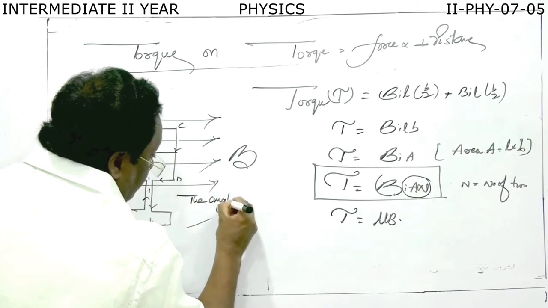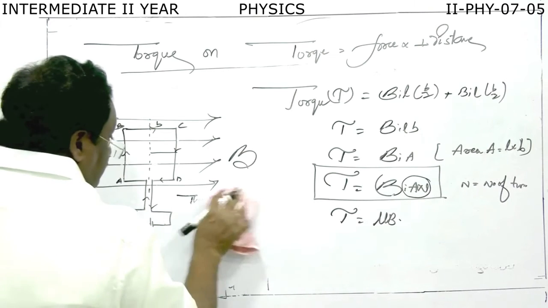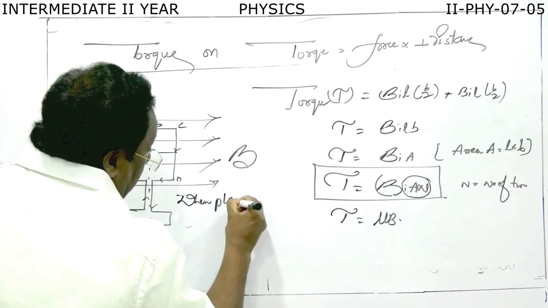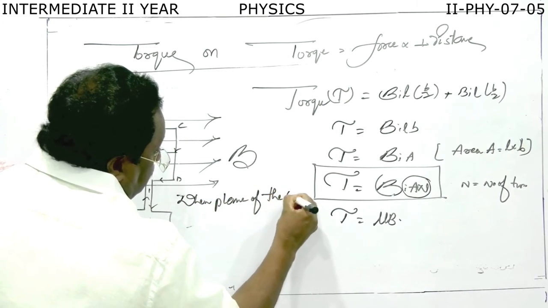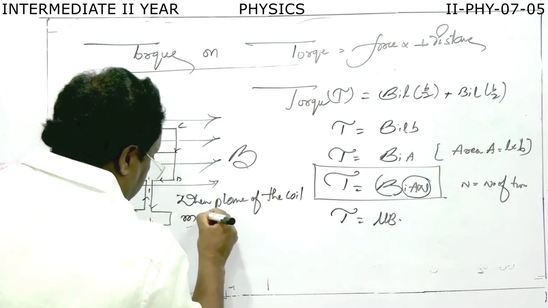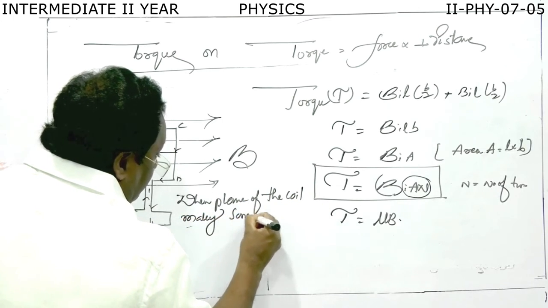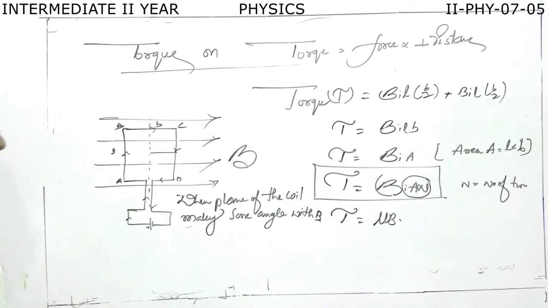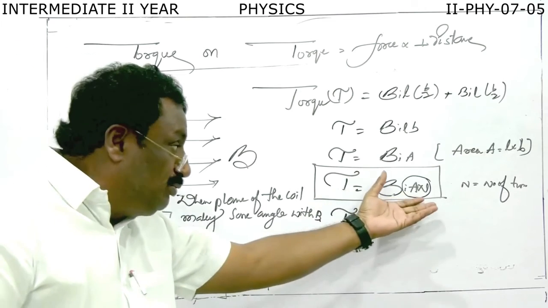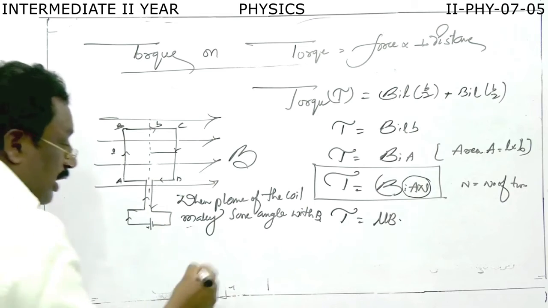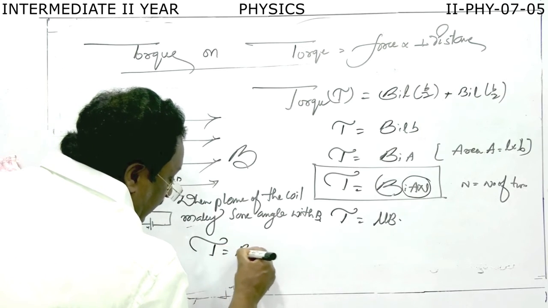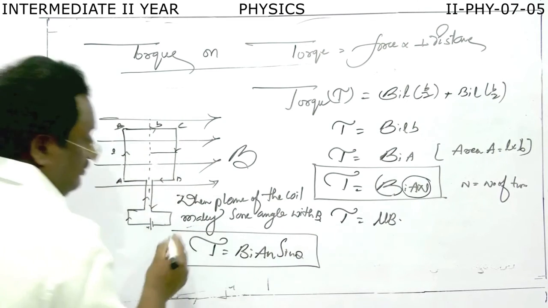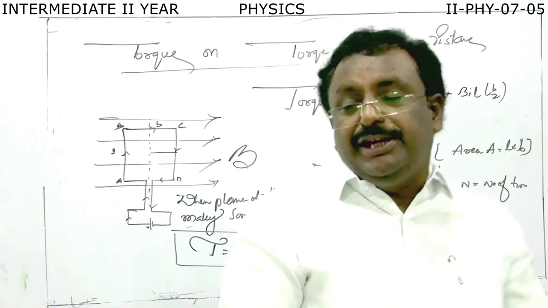When the plane of the coil is making some angle with B, what happened? The torque reduced. This is the maximum torque, BIAN. Now torque reduces. Now we can write torque as BIAN sin theta.